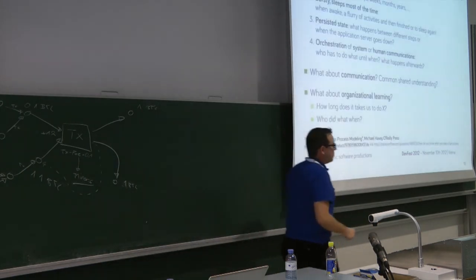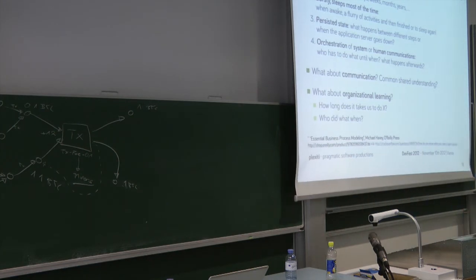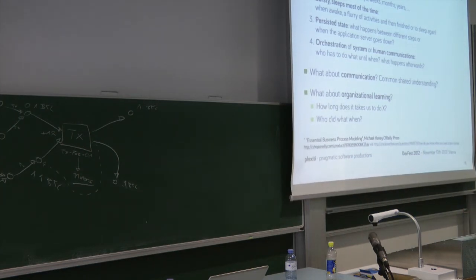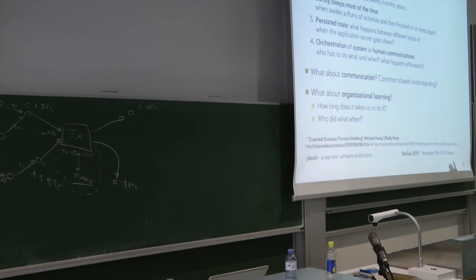So what are the characteristics of a business process? These are four that I took from a book referenced at the bottom of the slide. They are long running. They can take hours, days, weeks, years. There are some applications that track, for instance, cattle. When a cow is born, it has to be vaccinated after X months. That would be a process.